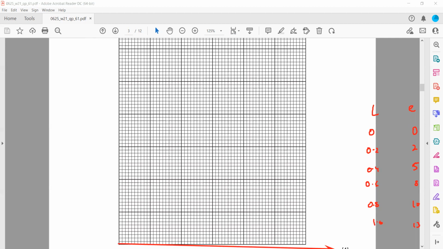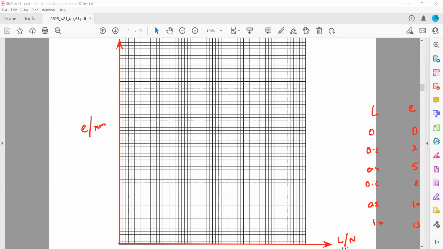So the load is there on the x-axis. And label the axis, how you label, because we are plotting load, and what is the unit of a load? That is in Newton. And on the y-axis, we are plotting the extension. So extension, we are representing by E, and what is the unit of extension? That is in millimeter.